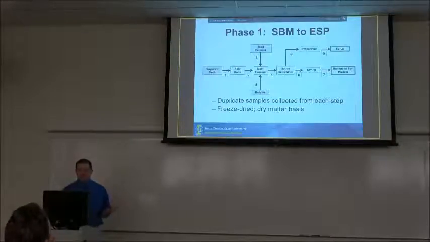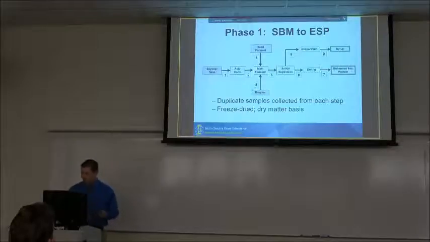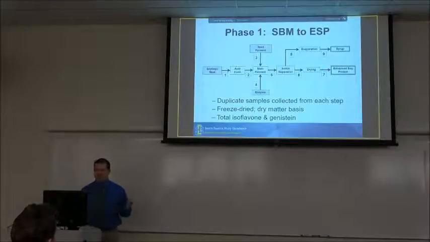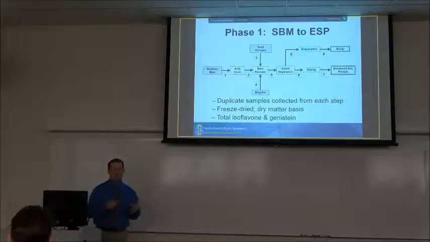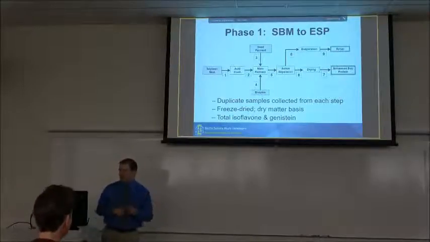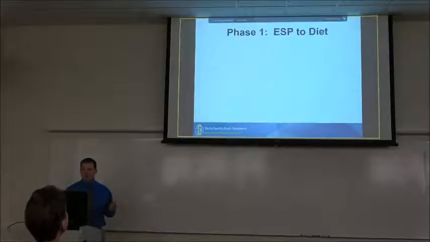All these samples will then be freeze-dried in order to keep them on a dry matter basis, and we need to freeze-dry them in order to keep the chemical compositions the same, so nothing occurs to the chemical structure from heating for drying. And then from that, we will determine the total isoflavone levels and the profiles, the different derivatives that are in there, with a primary interest in where the genistein levels are and what's happening there.